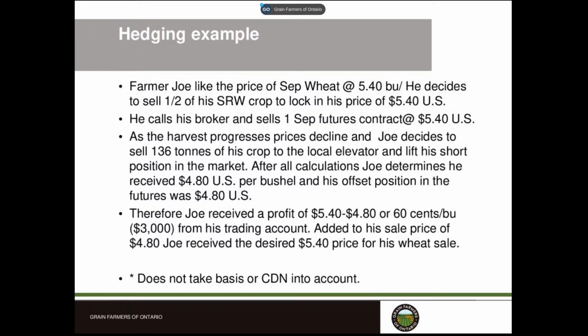What that did is allow him to lock in his price of $5.40 on the futures. When it dropped to $4.80, even though he sold his wheat at the elevator for $4.80, he actually got $5.40. And again, remember, these are futures contract prices in US dollars, and this does not take into consideration local bases or the Canadian dollar conversion. Okay.